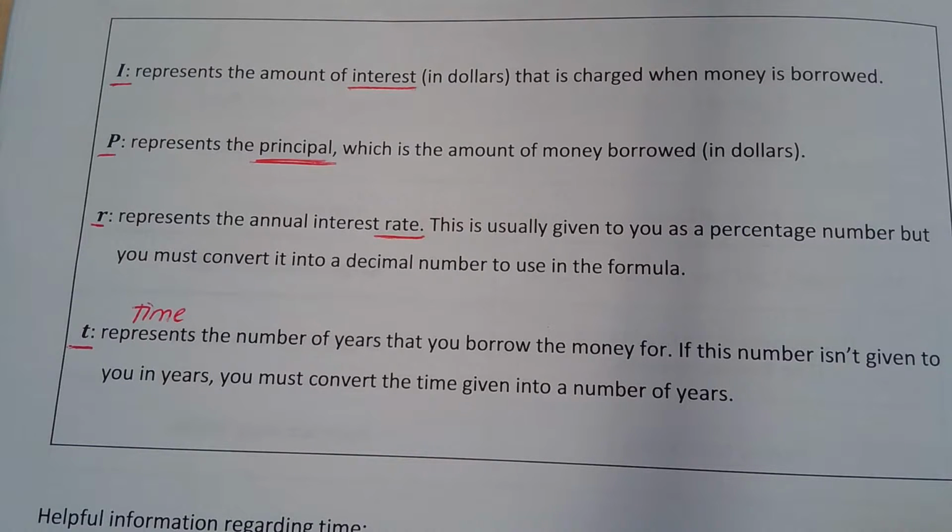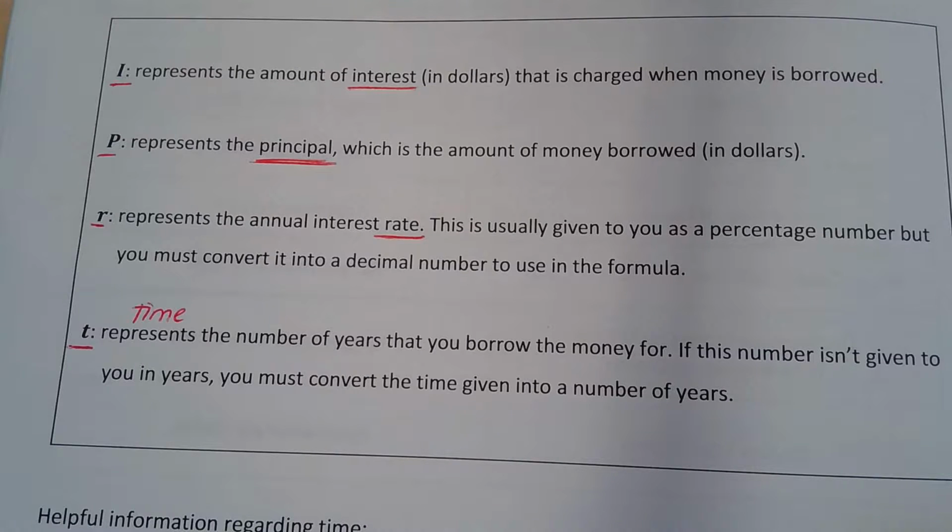Can I ask you something? Let's say I borrow $10 from Christian, and I borrow $1,000 from Ahmed. Which one would have a bigger interest? $10 or $1,000? $1,000, right? The more I borrow, the more interest I'm going to pay. That's why P is part of the calculation. The bigger amount that I borrow, the bigger interest that I have to pay.